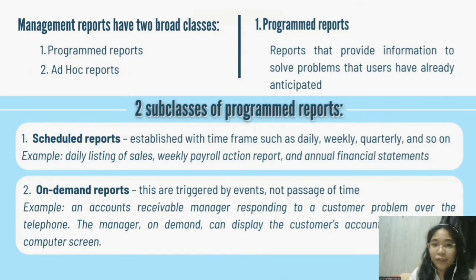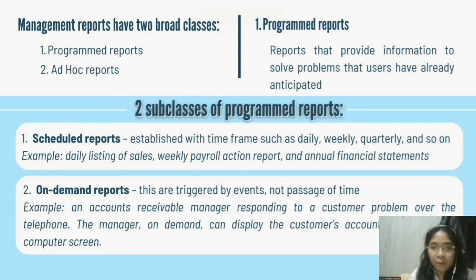Now we go to the two broad classes of a management report. The first one is the program reports and the second one is the ad hoc reports. A program report is a report that provides information to solve problems that users have already anticipated. Pwede nating sabihin na ito yung mga report na meron na silang previous data na pwedeng makatulong sa kanila para mag-come up ng accurate and relevant report.